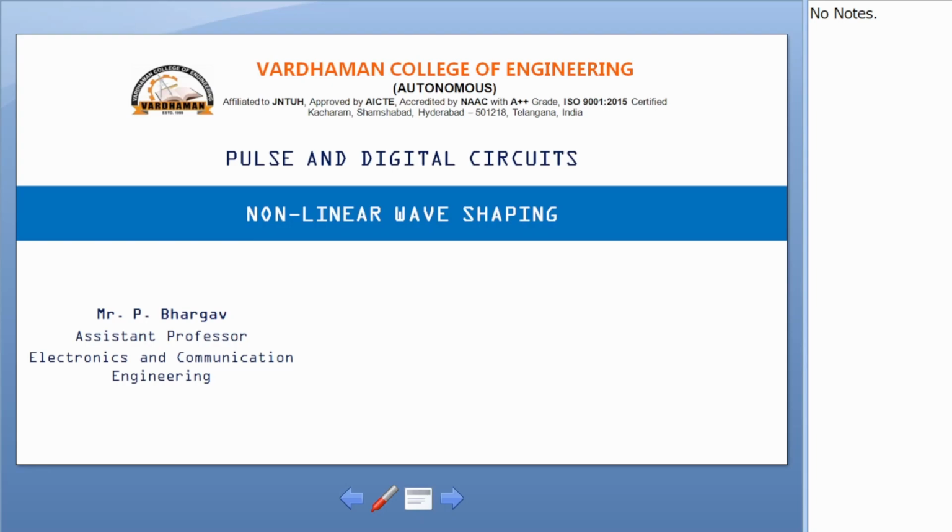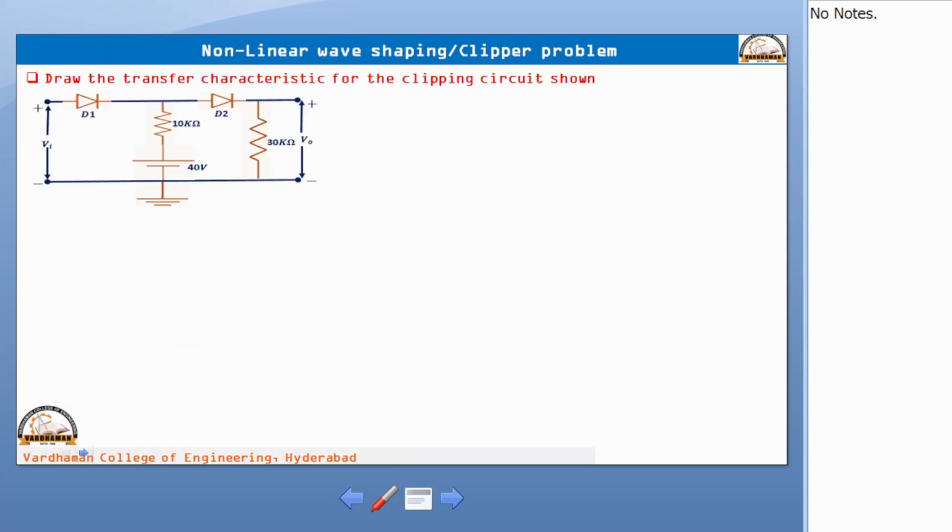Hello everyone, in this video we are going to see the problem on the clipper operation. Draw the transfer characteristic for the clipper circuit shown. This is a clipper circuit they have given. By changing the input voltage, the output voltage will be changing.